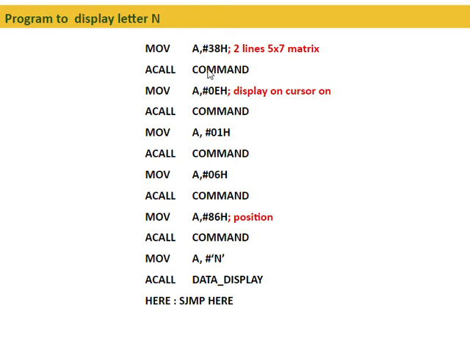When we return from the command subroutine, we have to send another command. We have to turn on the display and cursor. The command for that is 0E. So next we will store 0E into the accumulator. MOV A, #0EH and call the command subroutine, which will copy it into the command register of the LCD, and the LCD will act accordingly. The next command is 01. This will clear the display.